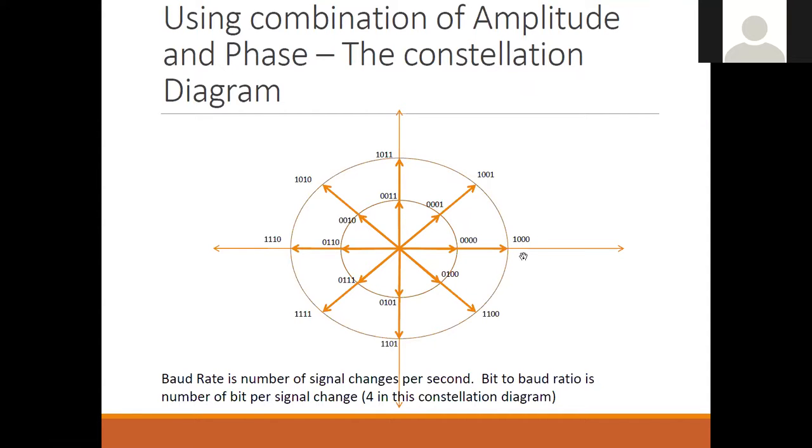So it can send 4 bits in one signal change. So amplitude modulation and frequency modulation are defined. Wi-Fi uses these constellations when it is communicating in the beginning with the base router.